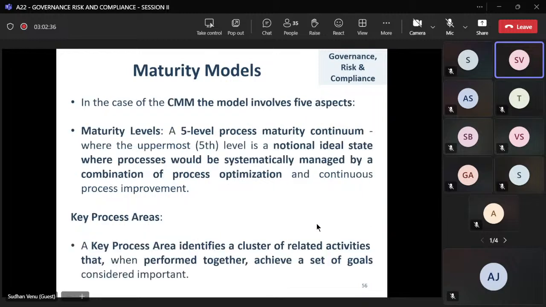In the case of the CMM model, there are 5 maturity levels, a 5-level process maturity continuum, where the uppermost, the 5th level, is an idealized state, whereby the process is systematically managed by a combination of process optimization and continuous improvement. So these are the 5 levels of process. The key process areas identify a cluster of related activities that, when performed together, achieve a set of goals considered important.